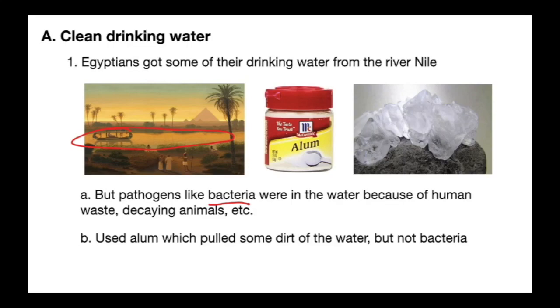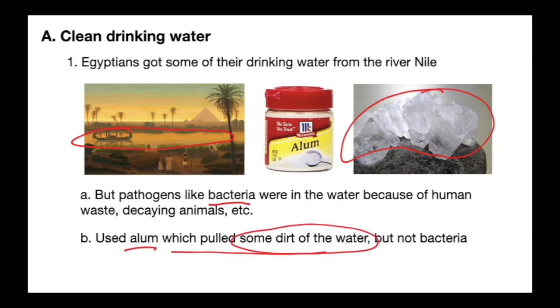One thing that they used was these crystals that they'd crush into powder. It's called alum. They'd put that in the water. And alum would attract some dirt and pull the dirt out of the water. So it would clean it a little bit, but it wouldn't get rid of bacteria.